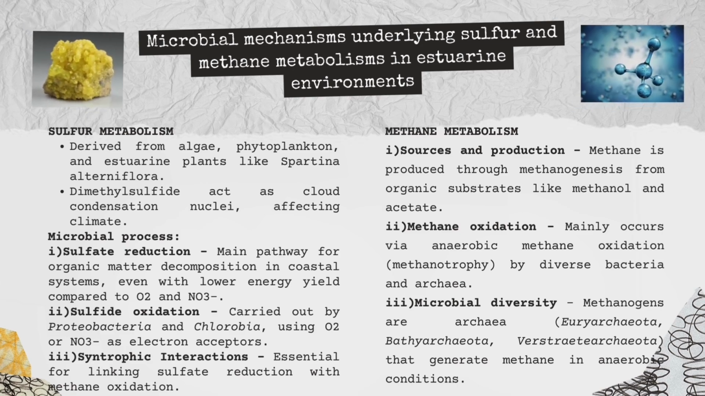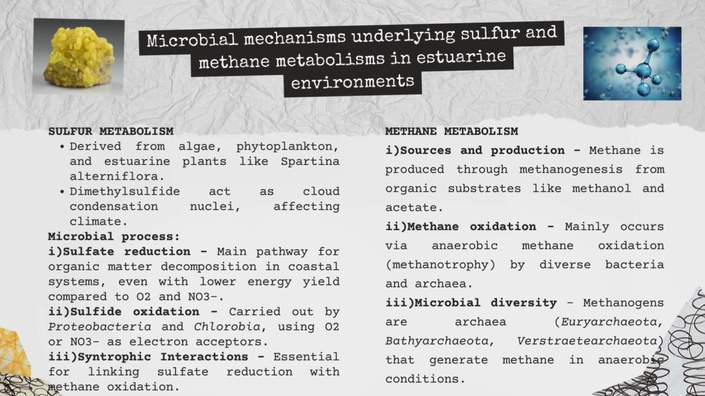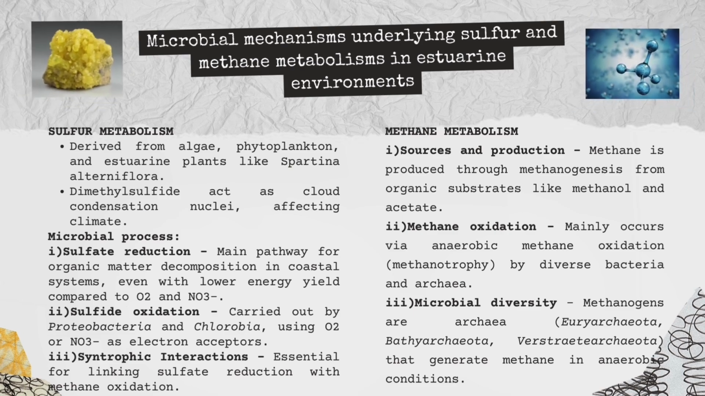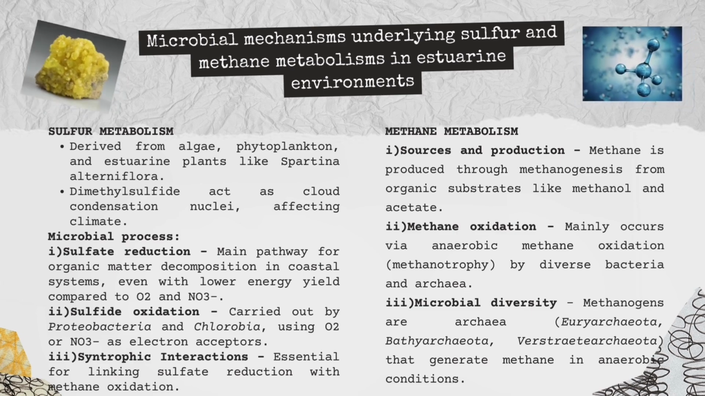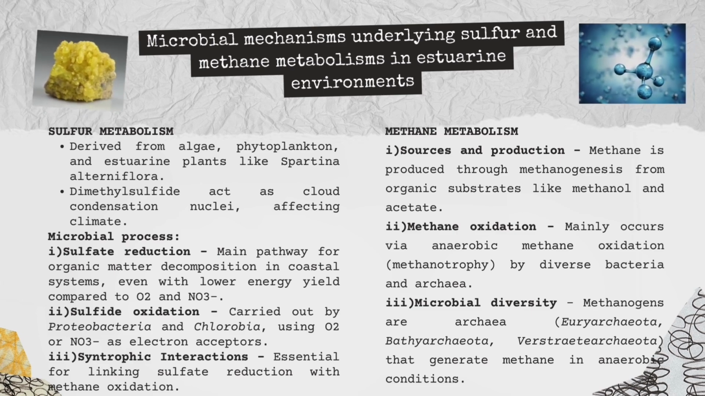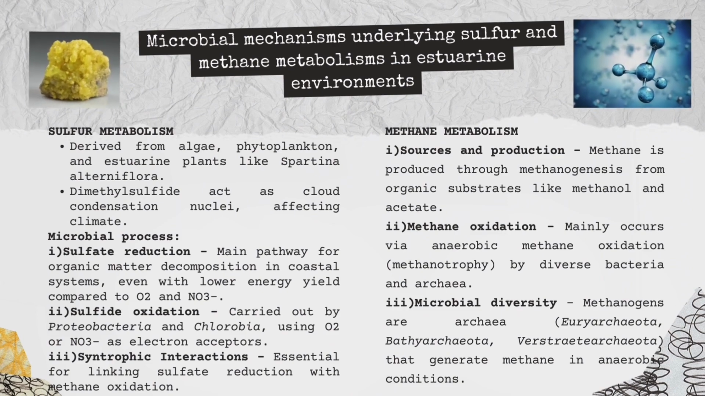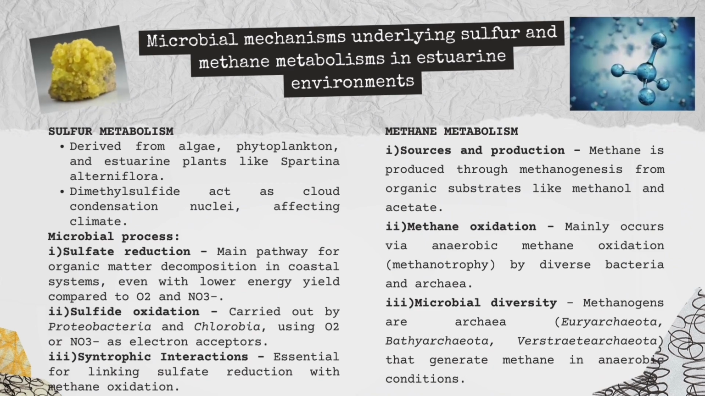Moving on to the second one, which is methane metabolism. The sources and production: methane is produced via methanogenesis from organic substrates like methanol and acetate. The methane oxidation occurs mainly through anaerobic methane oxidation, which is methanotrophy, involving diverse bacterial and archaeal lineages. Next is microbial diversity. Methanogens belong to the archaea and perform methanogenesis under anaerobic conditions.